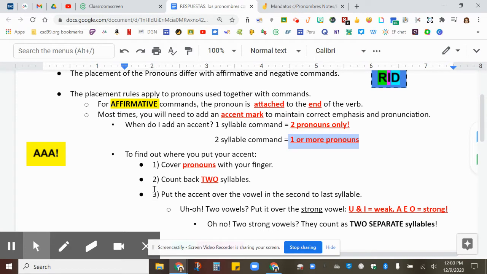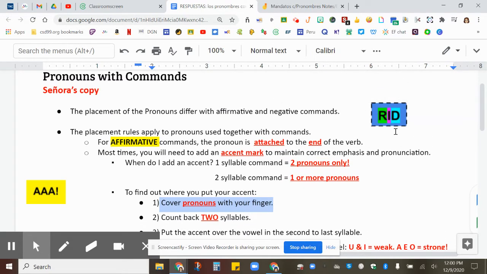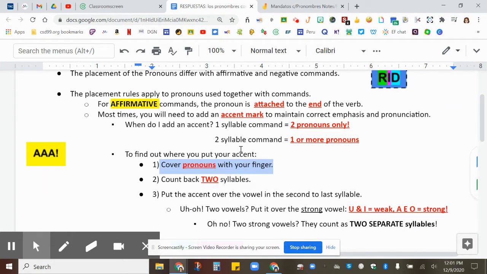How do you know where to put the accent marks? You will first cover up the pronouns at the end of your verb with your finger. Let's say you're writing those down. Write the verb, attach the 2 pronouns together at the end, making sure you're following the RID rule. Put them in the order reflexive, indirect, direct. Cover those pronouns up, and then count back 2 syllables in the verb. You're going to break your verb into syllables and look for the second to last syllable. Put an accent mark over the vowel in that syllable.